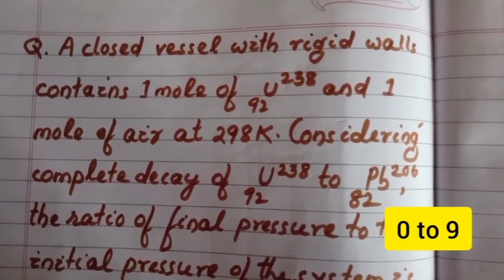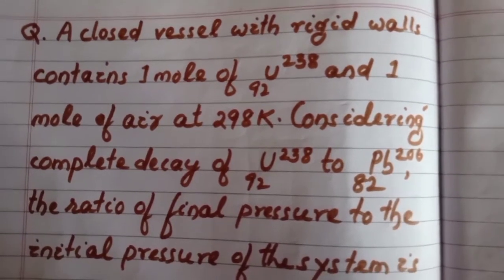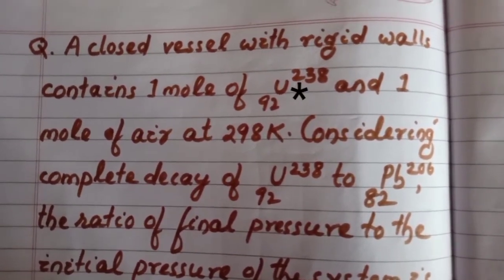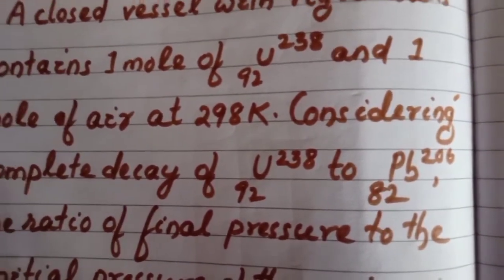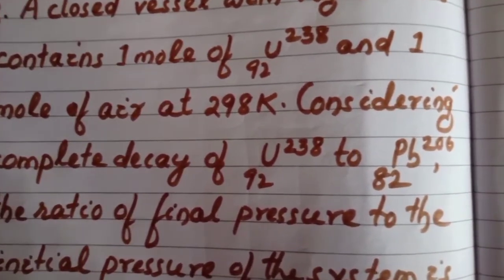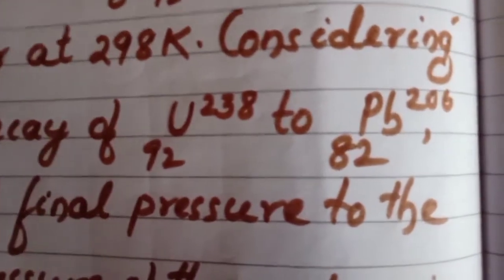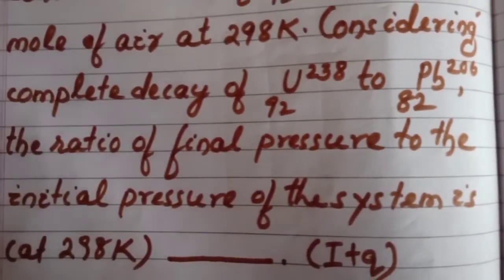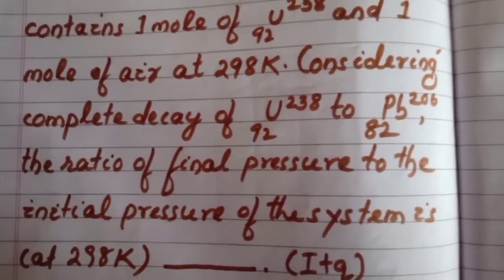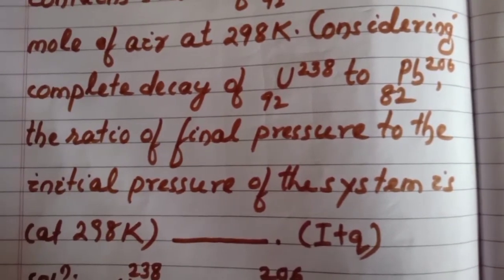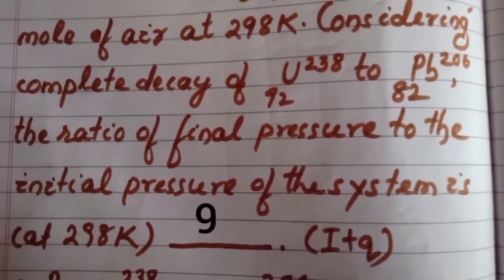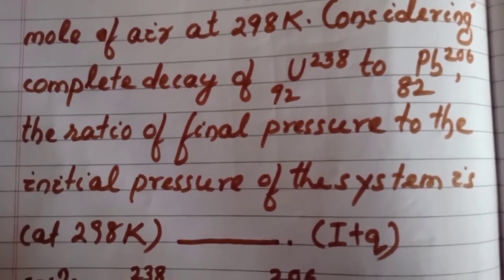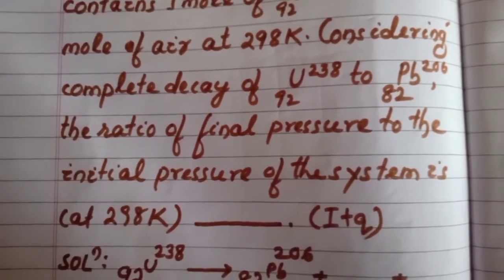A closed vessel with rigid walls contains 1 mole of 92U238 and 1 mole of air at 298 Kelvin. Considering complete decay of 92U238 to 82Pb206, the ratio of the final pressure to the initial pressure of the system at 298 Kelvin is an integer, that is 9. We have to solve this integer type question.